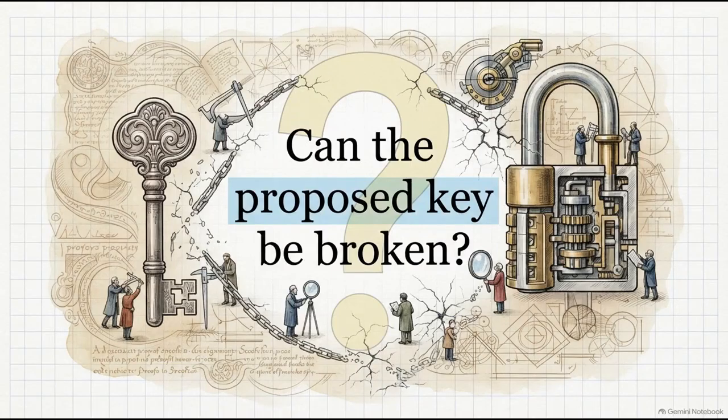So, we leave you with this final massive frame shift from the source material. It's time to stop debating labels and start examining the lock. Ask yourself, can this proposed key actually be broken? It's a compelling challenge that completely upends the traditional way we argue about ancient texts.